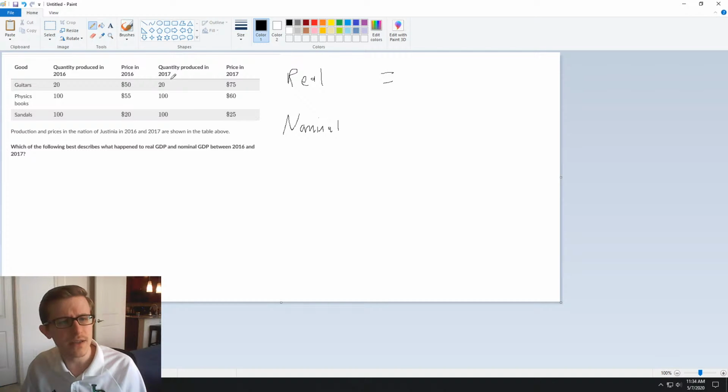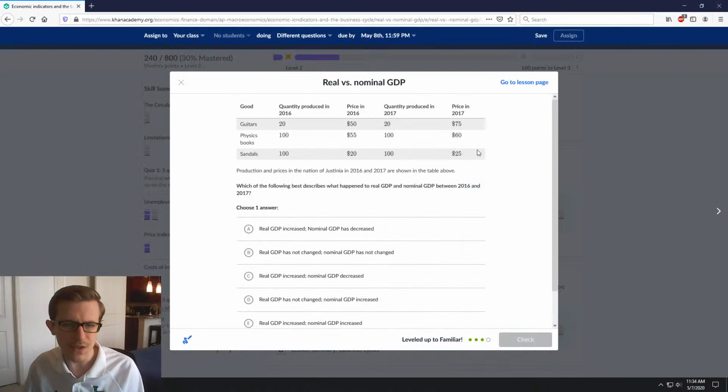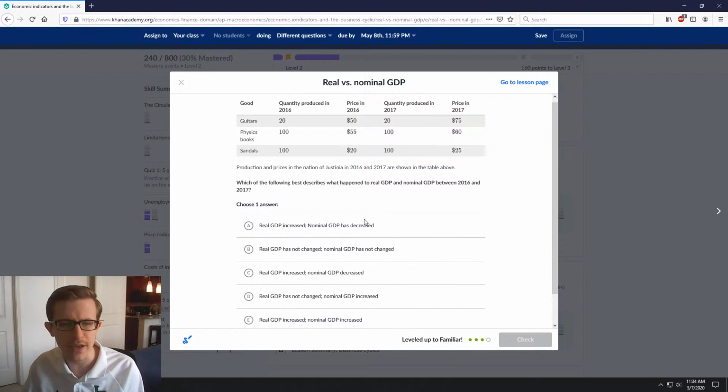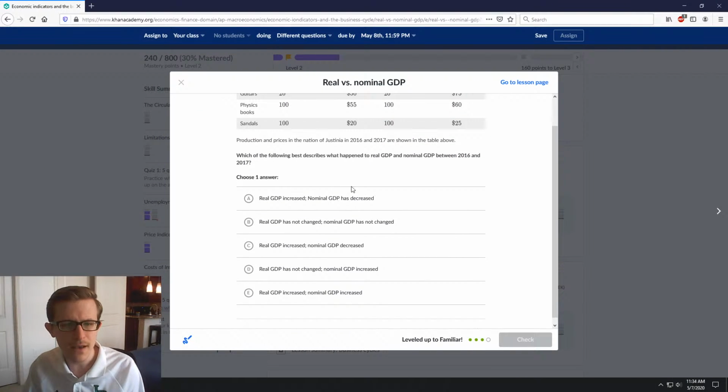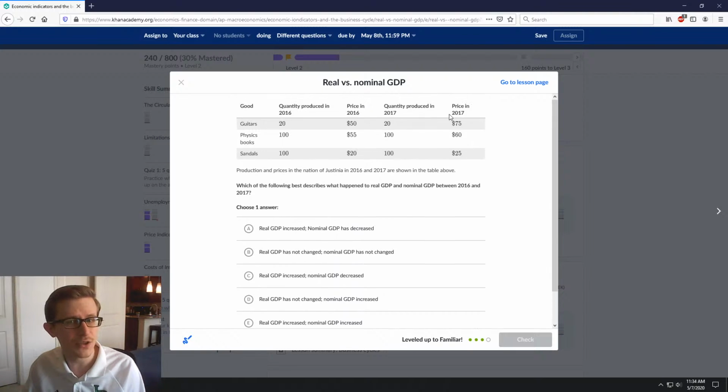And since the quantity is staying the same, we see that the prices go up and nothing else changes. It's going to mean that nominal GDP is going to be increasing. So we're looking for an increase in nominal and real GDP staying the same. So real GDP increase, we can rule this out. Real GDP has not changed. This might be it. Nominal GDP has changed, though, again, because prices have changed.